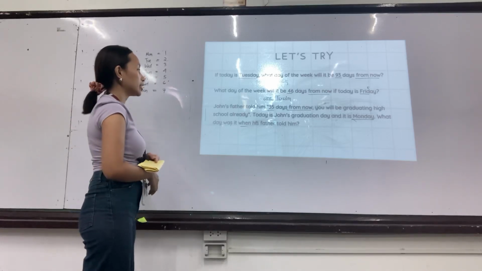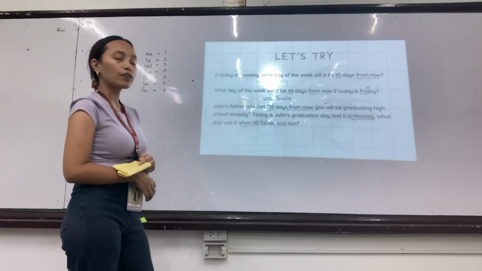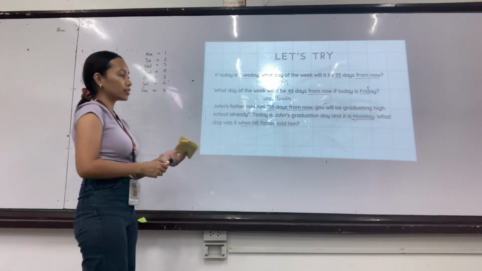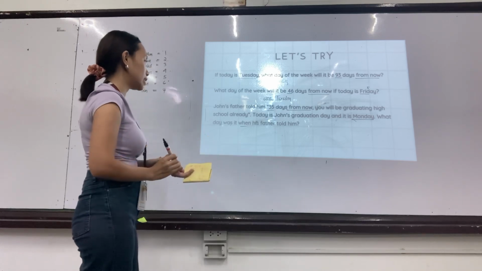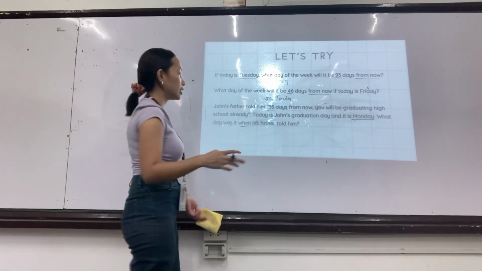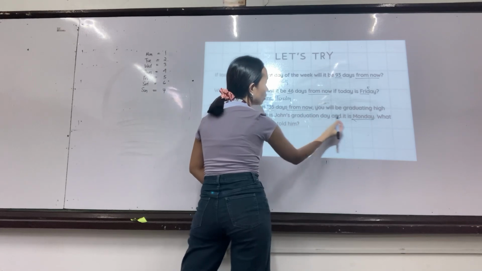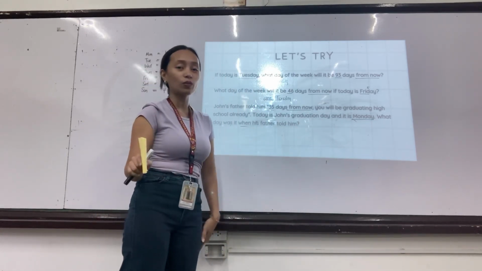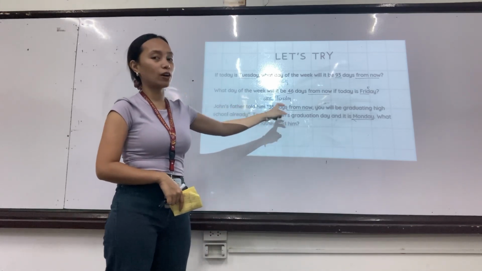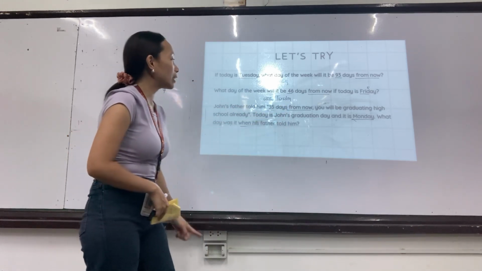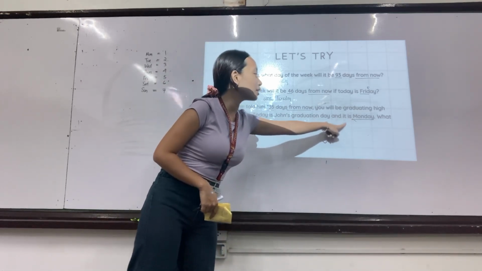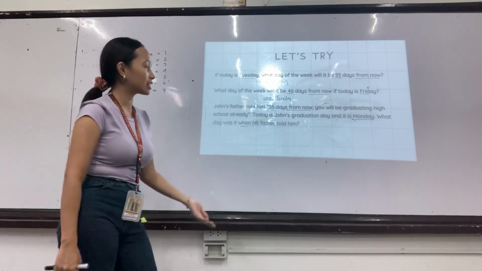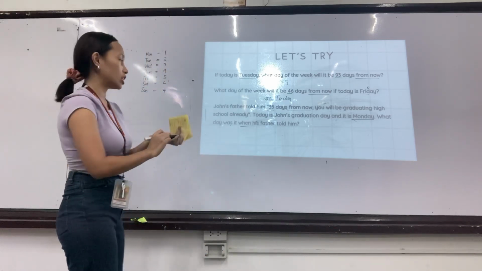The third example here is: John's father told him, 35 days from now, you will be graduating high school already. Today is John's graduation day and it is Monday. So what day was it when his father told him? The keywords here are 35, from now, and Monday. But this is a tricky question because even though we see a "from now" phrase, we are not going to use addition, because we are looking for the past, the day that already passed. Okay, so we are going to use subtraction this time.